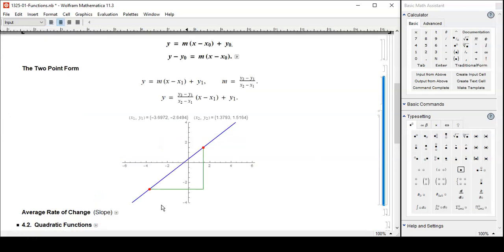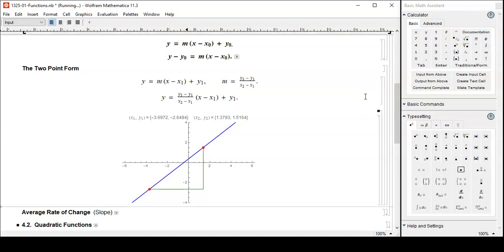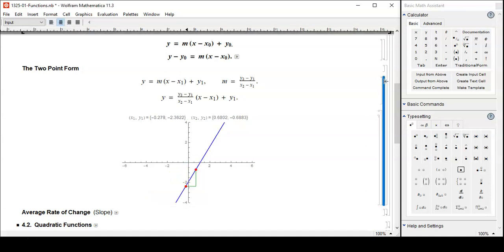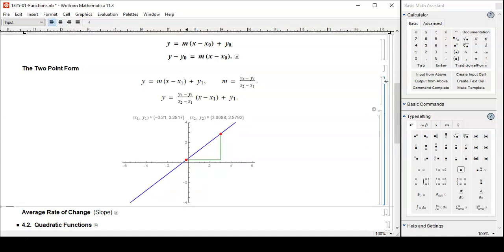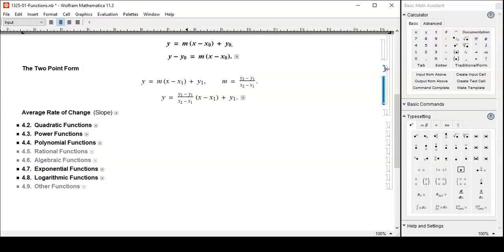So here we go. The slope is the difference of y-coordinate over the difference of x-coordinate. Rise over run. Rise is difference of y-coordinate. Run is difference of x-coordinate. Let's run it again, and you're going to get something like this. Like that. Okay, something like this as well. Negative slope. Anything can happen. Those are 2-point forms.